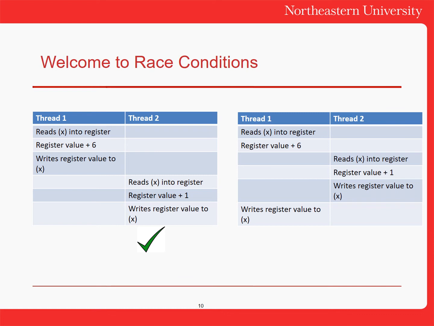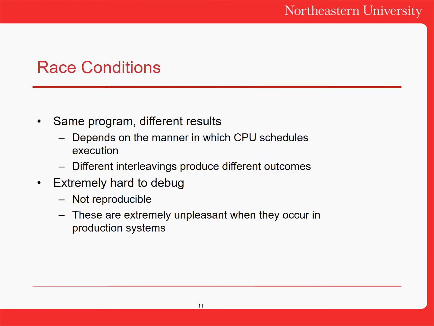Well, it's not good, because this means that thread 1 stomps over the incremented value of thread 2. We have what's known as a race condition. Because of the different order of these threads' execution, we get different results, or potentially get different results every time we run the program. So same program, different results, not good, not easy to debug.